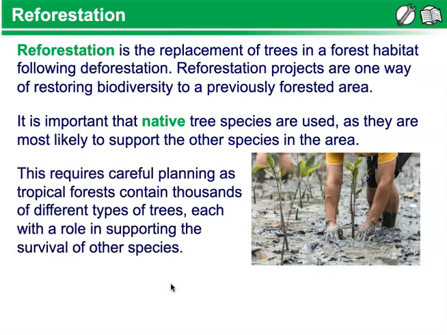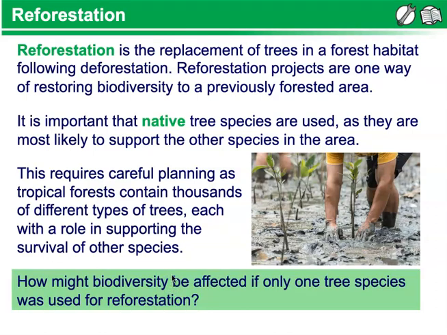Recall that native species are ones that originally lived in that environment. This requires careful planning, as tropical forests contain thousands of different types of trees, each with a role in supporting the survival of other species. So how might biodiversity be affected if only one tree species was used for reforestation?